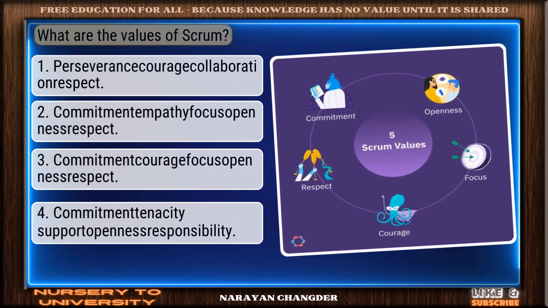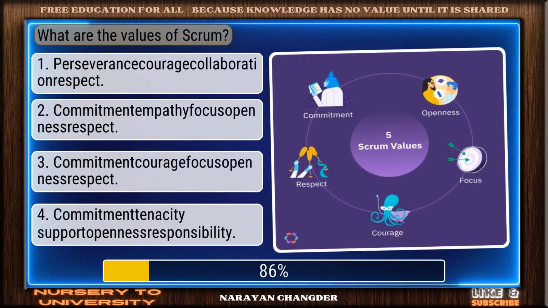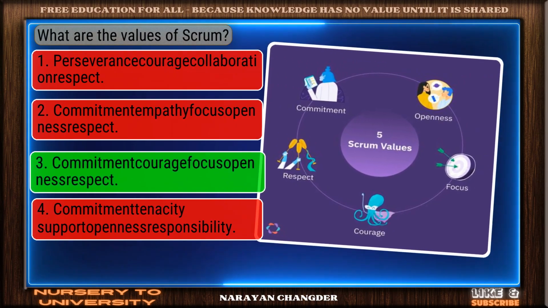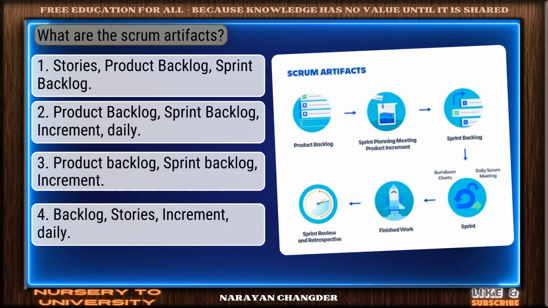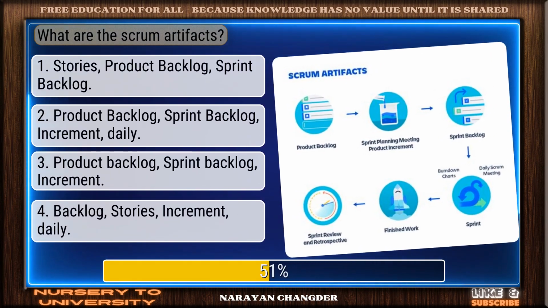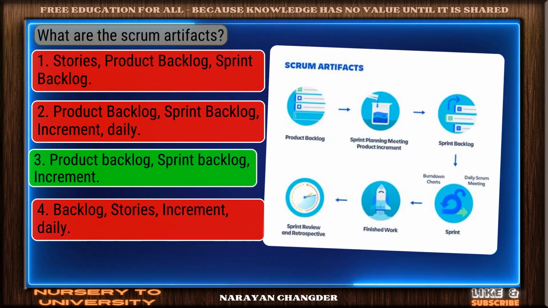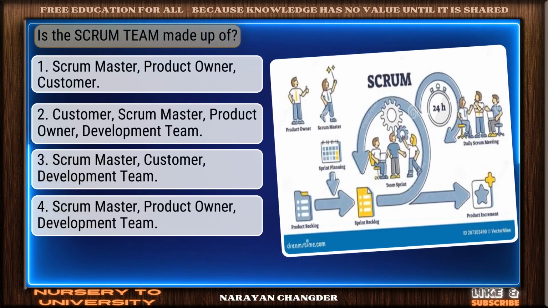Question number 33. What are the values of Scrum? Well done. Commitment, courage, focus, openness, respect is the right choice. Question number 34. What are the Scrum artifacts? You chose product backlog, sprint backlog, increment, and it is correct.